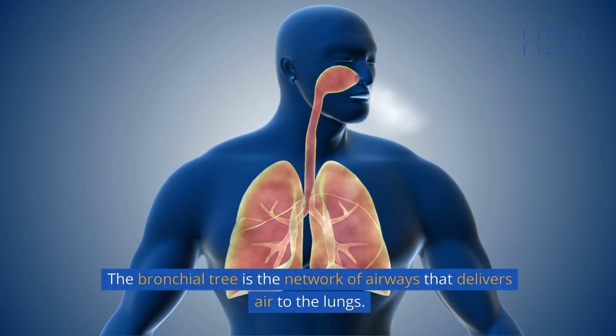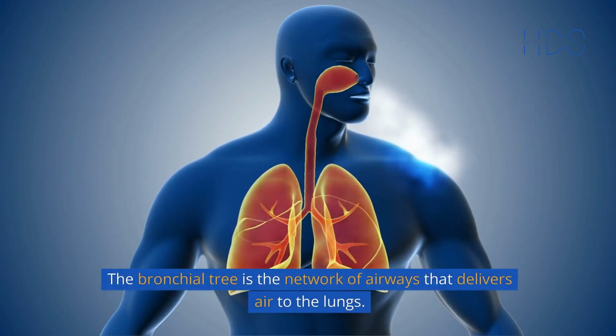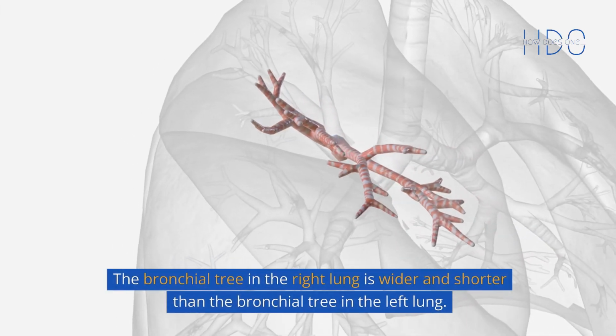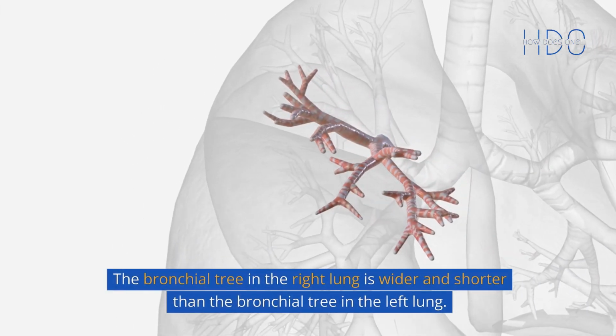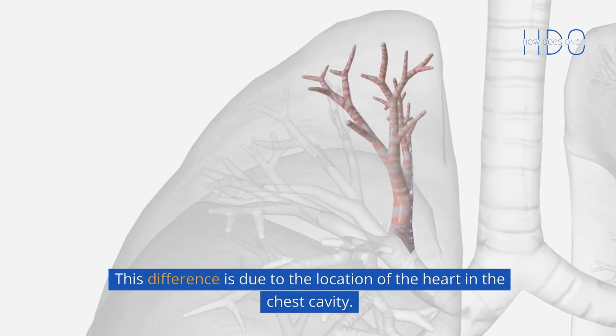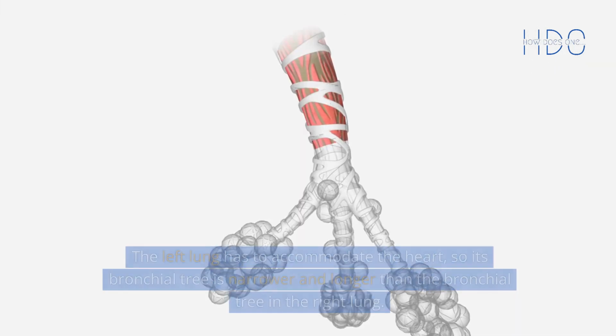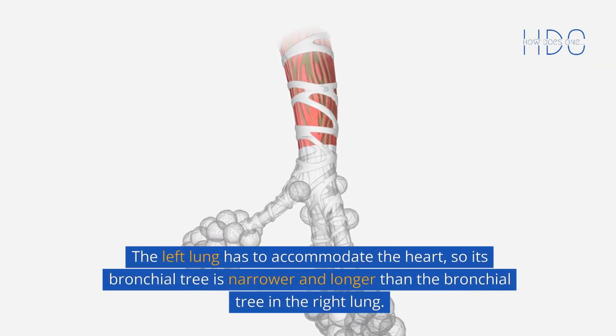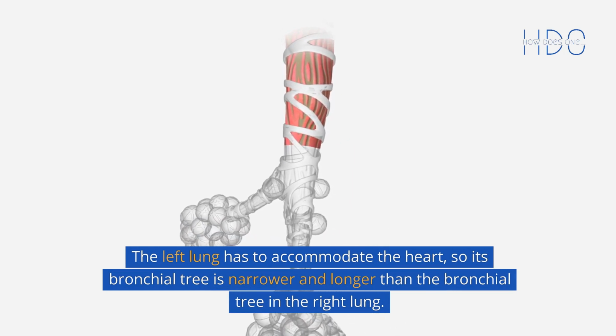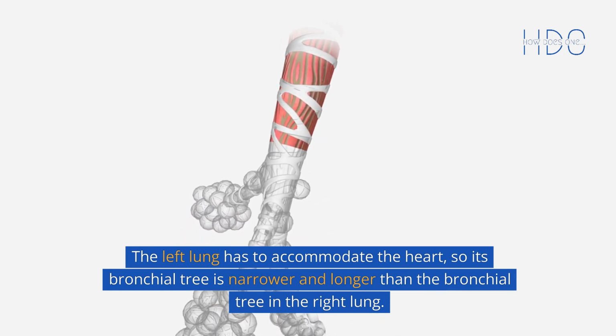3. Bronchial tree. The bronchial tree is the network of airways that delivers air to the lungs. The bronchial tree in the right lung is wider and shorter than the bronchial tree in the left lung. This difference is due to the location of the heart in the chest cavity. The left lung has to accommodate the heart, so its bronchial tree is narrower and longer than the bronchial tree in the right lung.